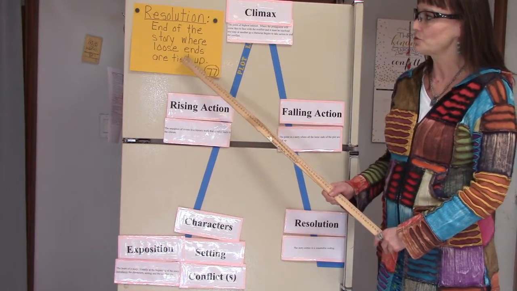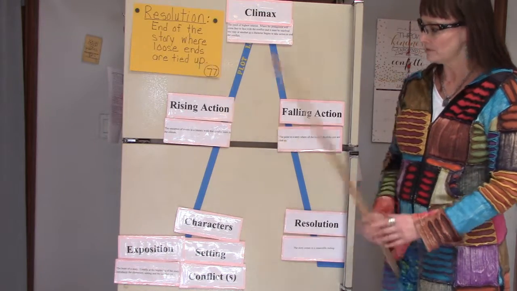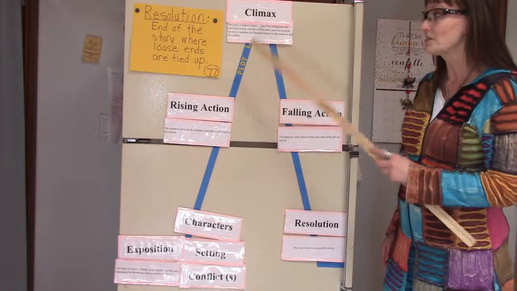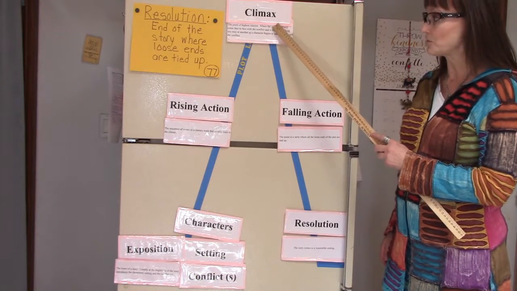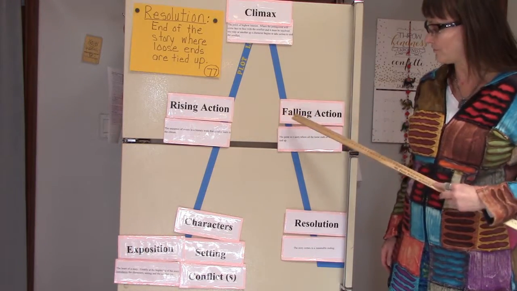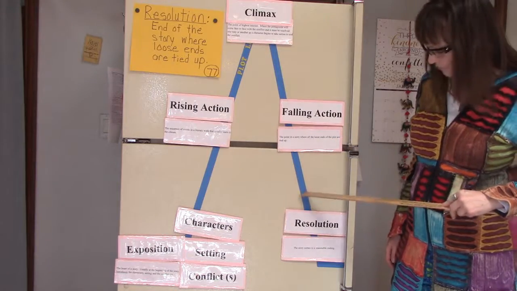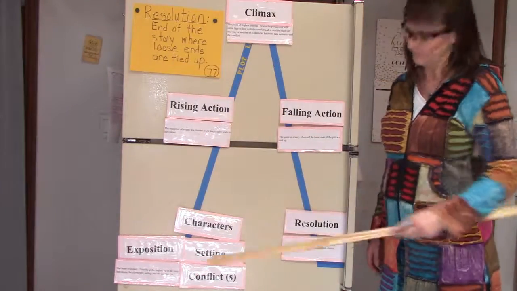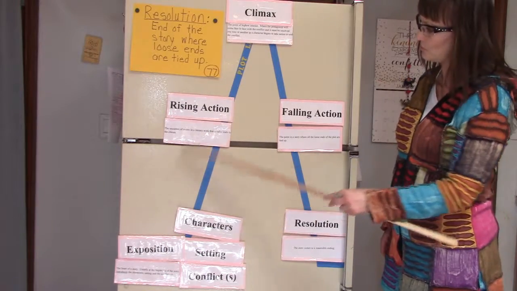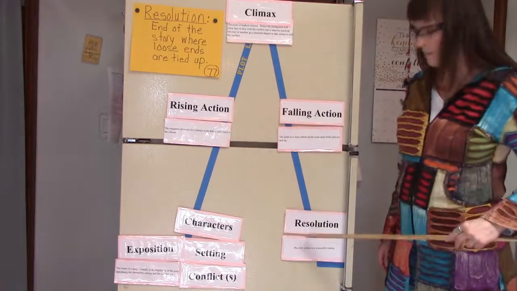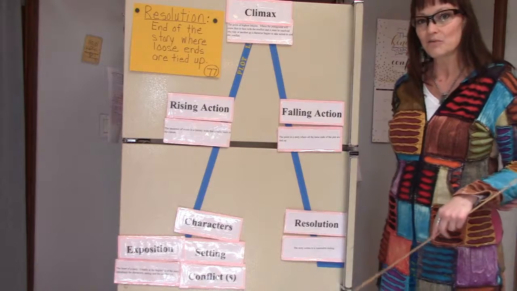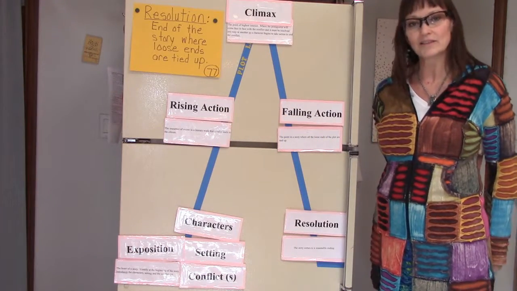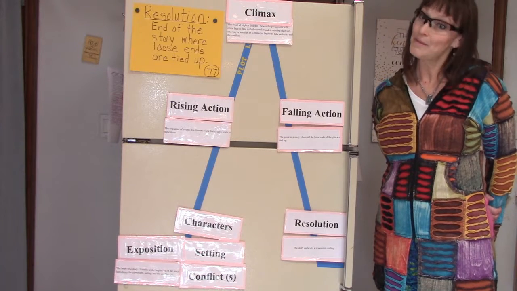And the last word we're doing today is number 77, which is resolution. It is the end of the story where loose ends are tied up. So after you get through the exposition to the rising action, you have the climax, which is the most interesting part of the story, the falling action, and then over here the resolution, the end of the story. So if you just remember the parts of your plot, and you remember that resolution is how it resolves, how it ends, then you will know what resolution is, and that's this week's vocabulary words.